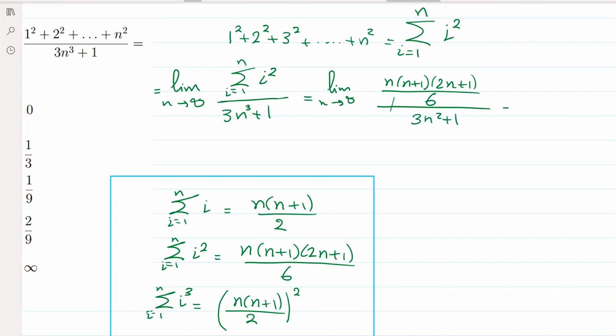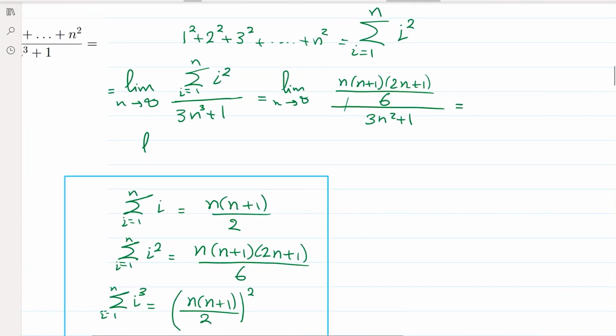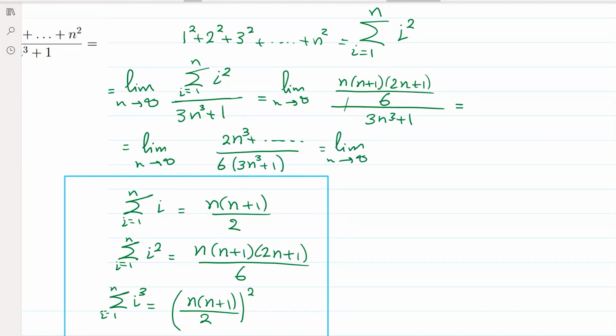And this is equal what? This is equal to the limit as n goes to infinity of what? The highest power in the numerator is what? 2n cubed, not n cubed, 2n cubed plus and so on, I don't care. In the denominator it is 6 times 3n cubed plus 1. Now the limit as n goes to infinity, the coefficient of the highest power in the denominator, let me write another step here, 18n cubed plus the rest, I don't care what else is there.